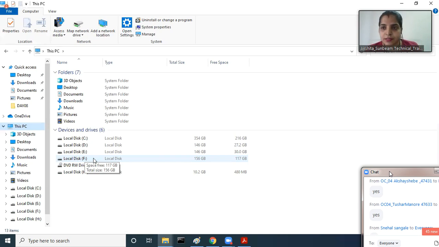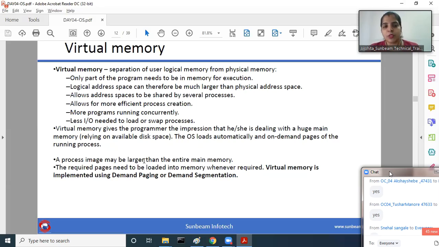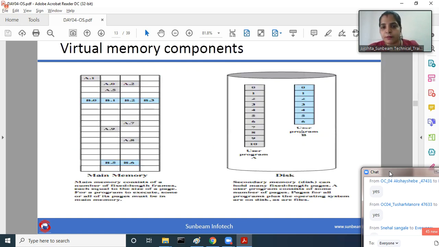In that case, what does your operating system do? The operating system brings only that part which is required, which is in running mode. And that is done with the help of virtual memory. So the required pages need to be loaded into the main memory whenever required. Virtual memory is implemented using demand paging or demand segmentation. Right? Yes, Akshay, I will explain how that virtual memory works.